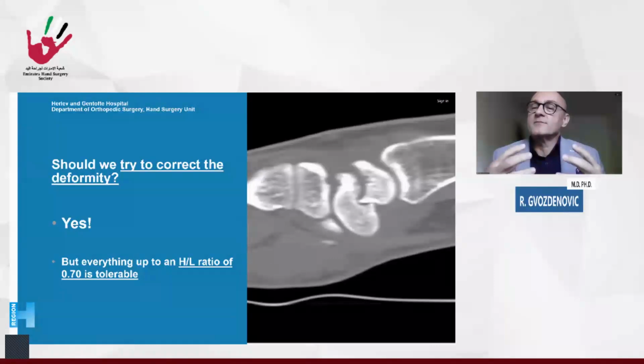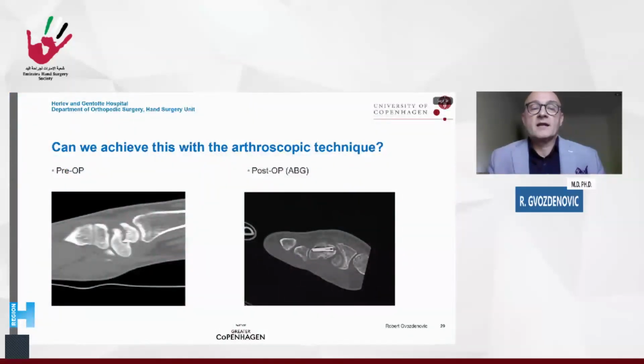We should use the method we are confident with and think only if it's more than 0.70 before the operation, then we have to have a strategy for how to correct it. And can this correction be achieved by arthroscopic technique? The answer is yes.